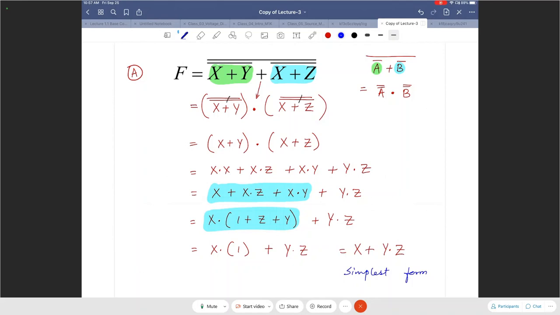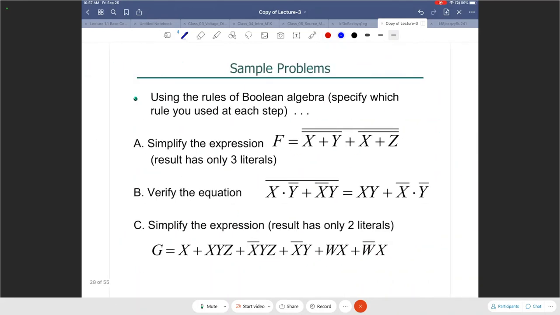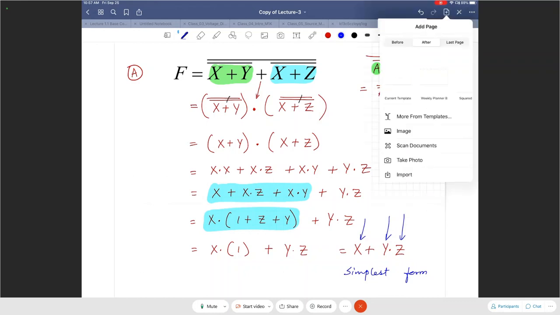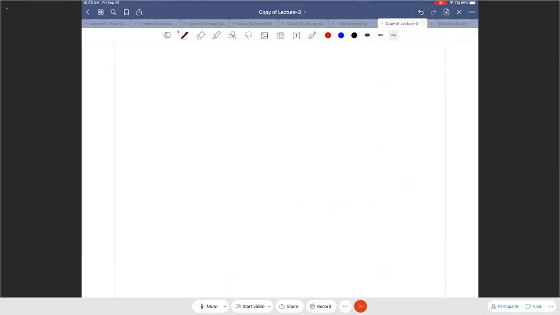And the question asked specifically that the result has to have three literals only, and we exactly have three literals: 1, 2, and 3. A literal is any appearance of a binary variable, either in true form or complemented form. Let's write that definition. Literal.